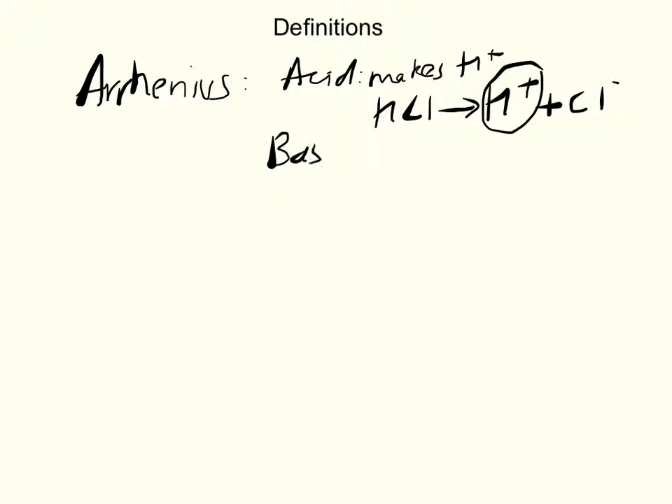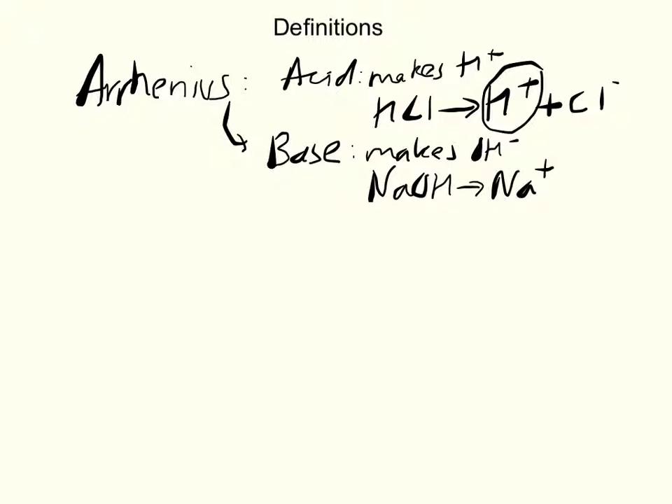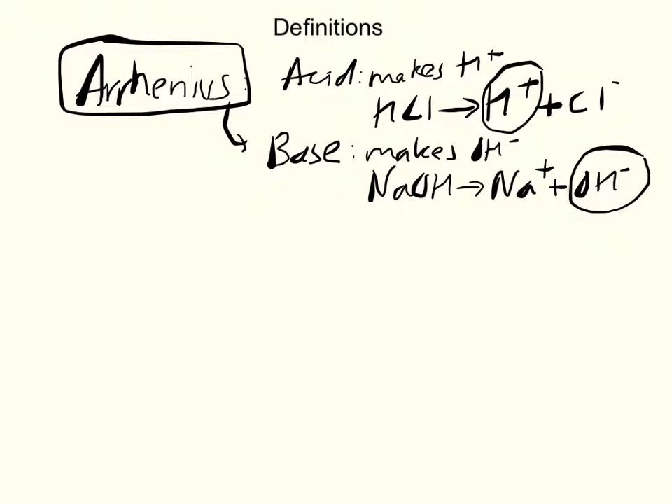An Arrhenius base, on the other hand, is a substance that when dissolved in water makes hydroxide, OH-. So an example of that is NaOH. When it dissociates, it makes a sodium ion and the hydroxide ion, OH-. Because of the presence of that hydroxide, we would say that this is an Arrhenius base. So this is the Arrhenius definition that you need to know. Acids make H+, bases make OH-.